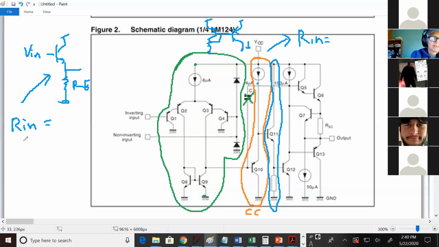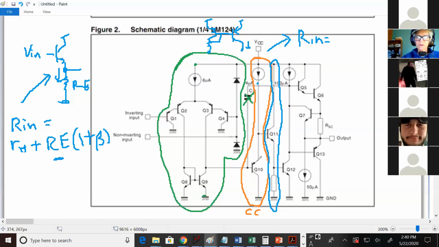R pi plus RE times 1 plus beta. R pi plus RE is 1 plus beta. And if you notice, if you come out the emitter here and you look down, you see a resistance of RE. That's what goes in there, whatever's below the emitter. So thank you. Good. Okay.